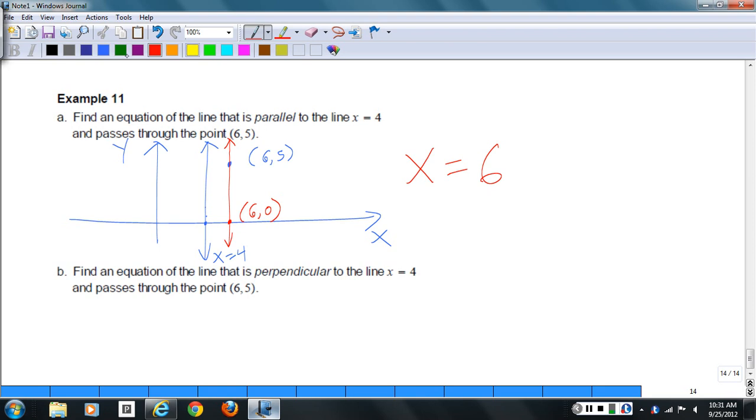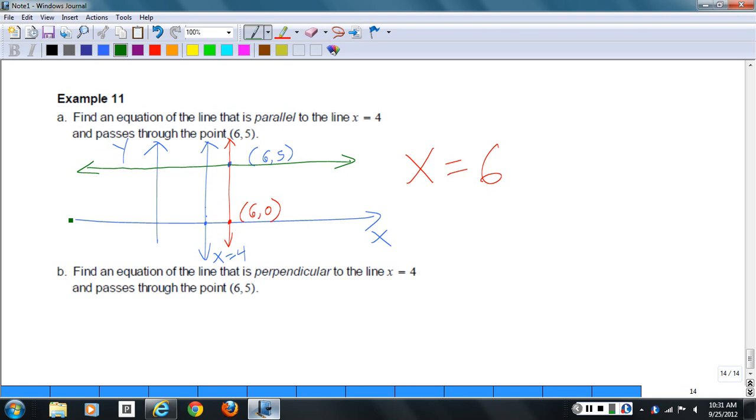The b part would have us write an equation of the line that's perpendicular to x equals 4. All right, if it's x equals 4, it's vertical. If it's perpendicular to x equals 4, it's what kind of line? Horizontal. Straight across it goes, horizontal line.